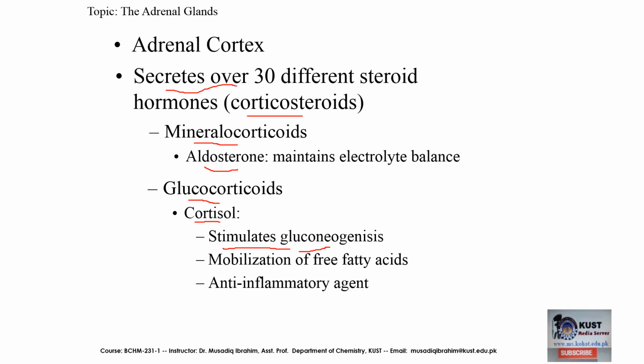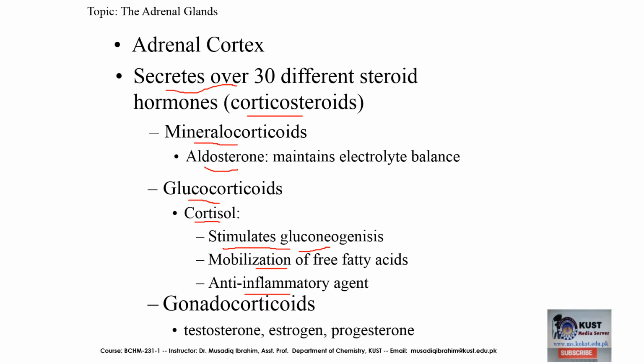Another function of cortisol is mobilization of free fatty acids, either inside the cell or outside the cell. And cortisol also acts as an anti-inflammatory agent, and sometimes the synthetic form of cortisol is given to patients who have some inflammation problem or injury, and as a result of using cortisol, the anti-inflammatory response is observed.